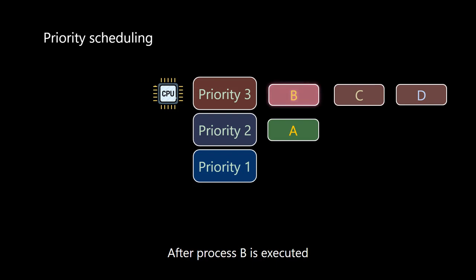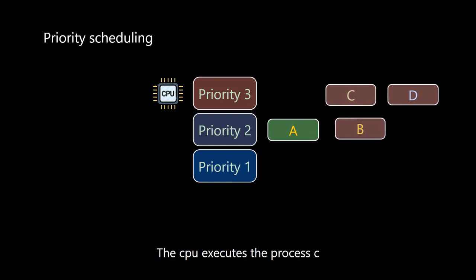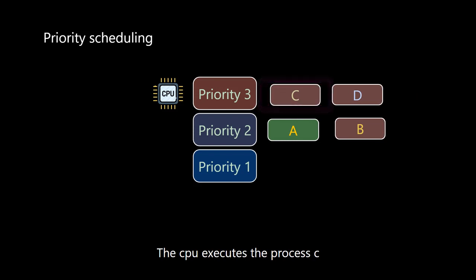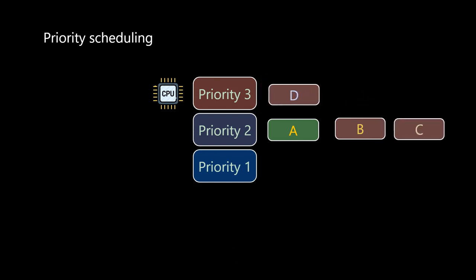After process B is executed, it is downgraded to level 2. The CPU executes process C, and then it also degrades, and so on. The priority here is only relative, and downgrading from priority 1 can be priority 0, and continue on.